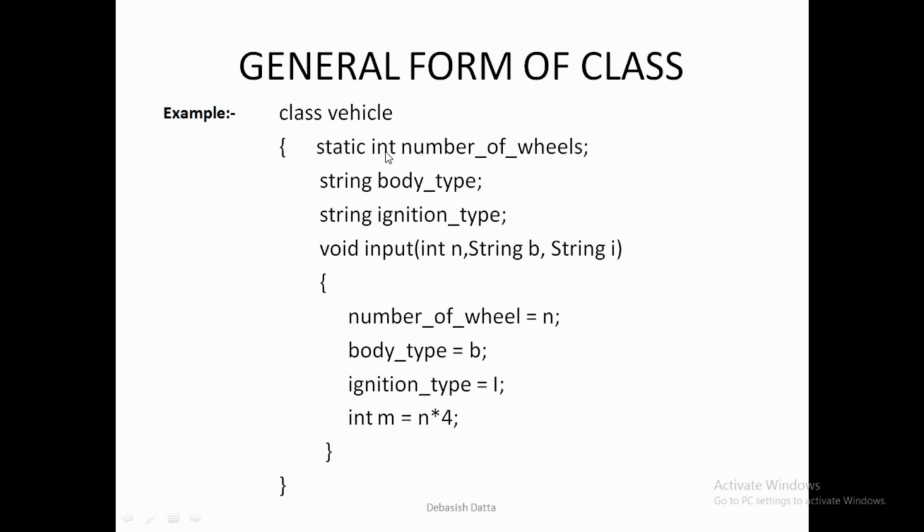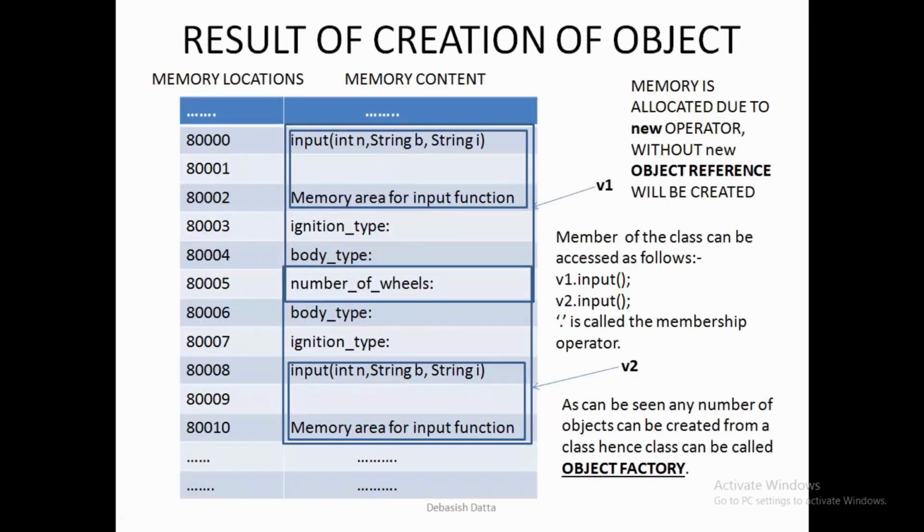So when we have created two member variables of this class vehicle, v1 and v2, see, for the non-static data member separate memory has been reserved, but for the static data member only a common memory is being reserved for both the variables. So no matter how many objects you create, for a static data member only a single memory will be reserved.